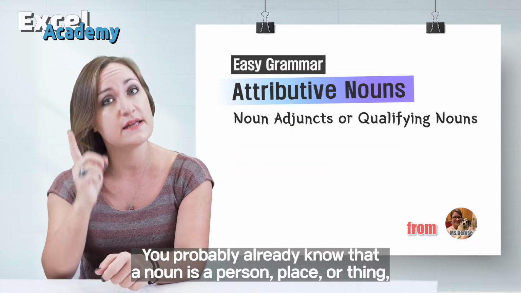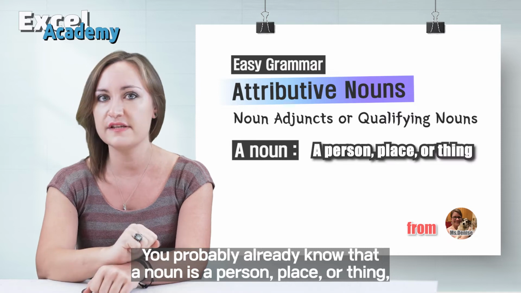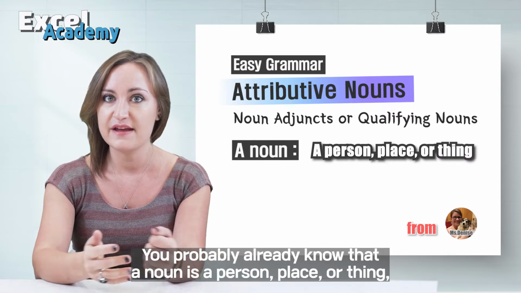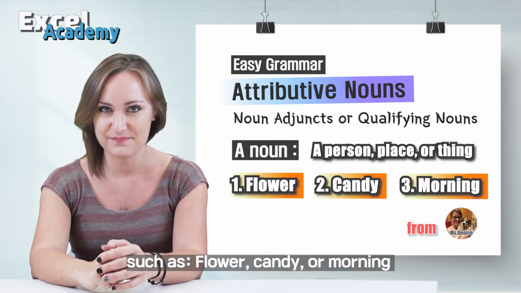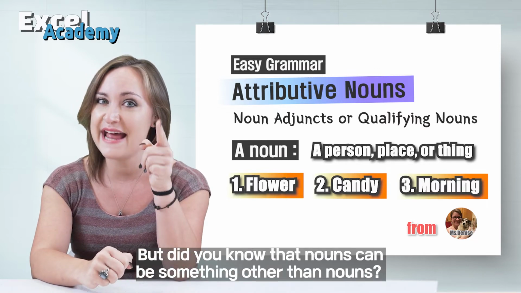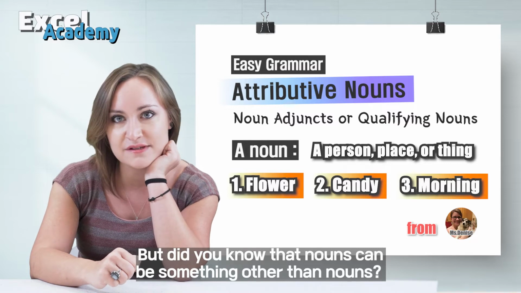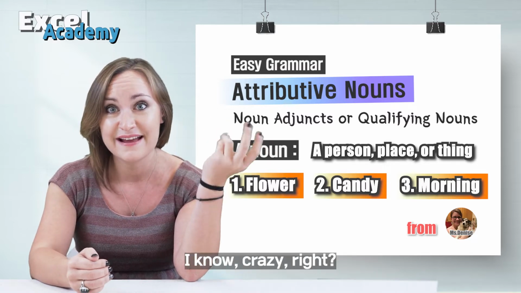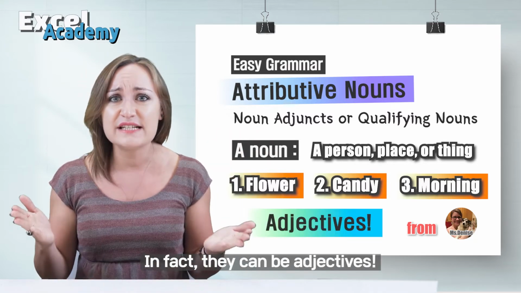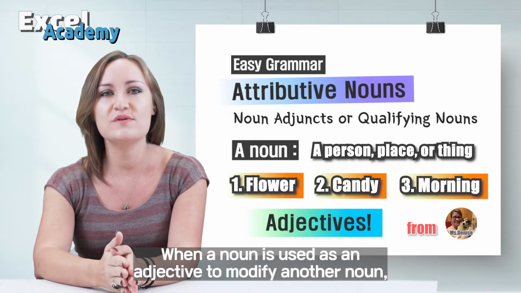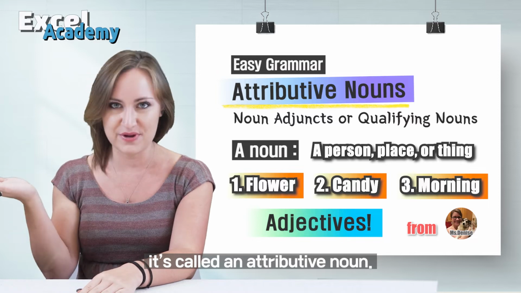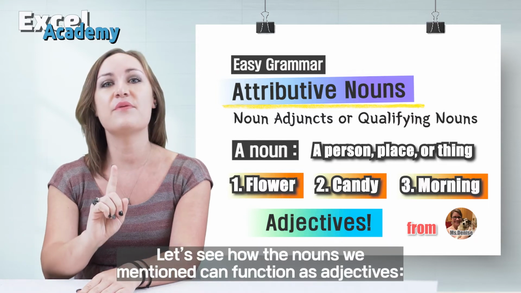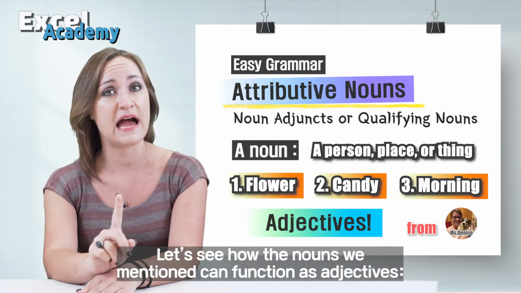You probably already know that a noun is a person, place, or thing, such as flower, candy, or morning. But did you know that nouns can be something other than nouns? I know, crazy, right? In fact, they can be adjectives. When a noun is used as an adjective to modify another noun, it's called an attributive noun. Let's see how the nouns we mentioned can function as adjectives.